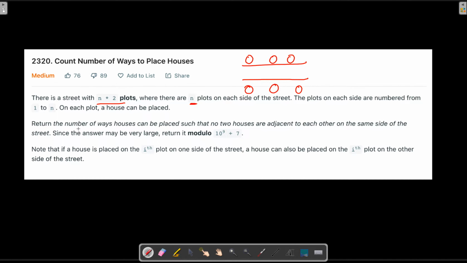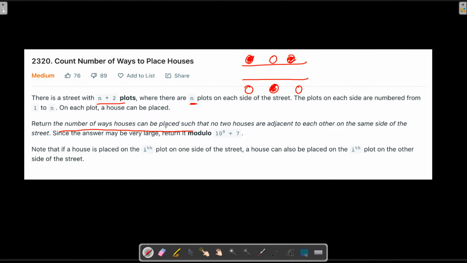Now we want to return the number of ways a house can be placed such that no two houses are adjacent to each other. So if we put a house here, we cannot put a house here. The next house can only be placed here. Or let's say in this condition, if we put no house here, then we can either put a house or we can also decide to leave this empty. That's fine. So return the number of ways houses can be placed such that no two houses are adjacent to each other on the same side of the street.